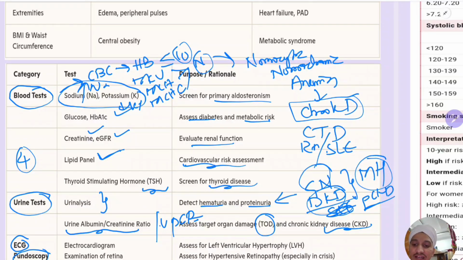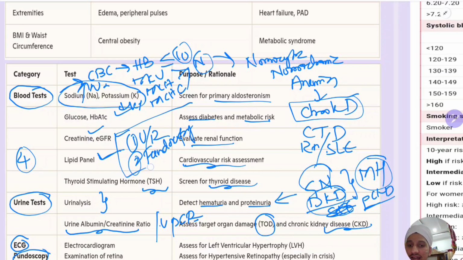So two very important indicators of target organ damage are the urine routine and fundoscopy. By these two you will assess for target organ damage. In urine routine you will have hematuria and proteinuria, and in fundoscopy you will have the changes of retinopathy. Then you will do an ECG to assess for LVH.